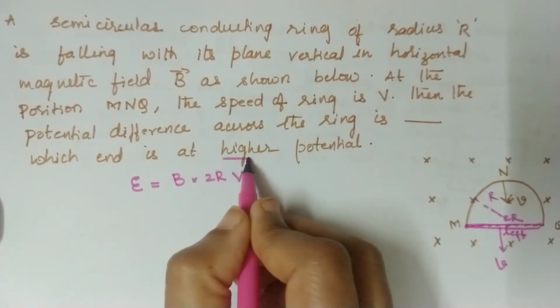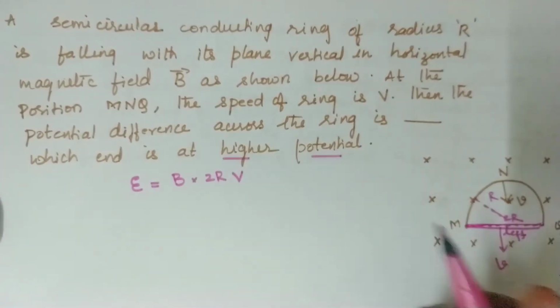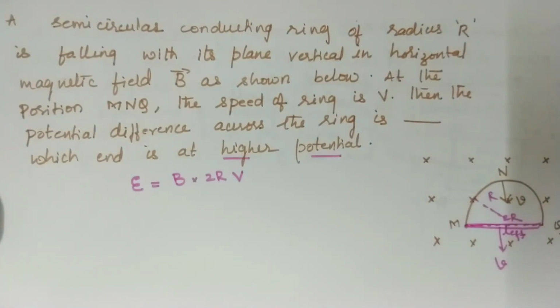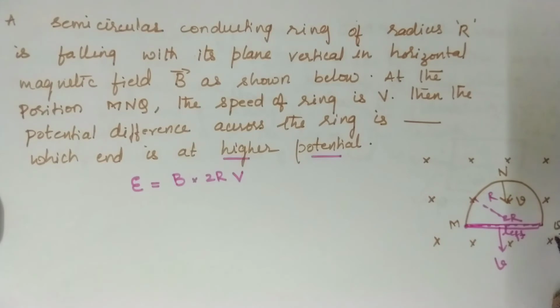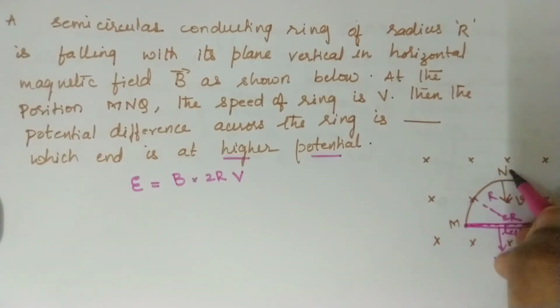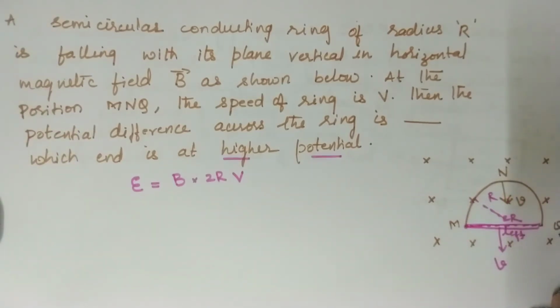And now they are asking you which end is at higher potential. How to identify which end is at higher potential? Use Fleming's right hand rule. Field is inward. It is moving downward. Velocity is downward. Middle finger is pointed from M to Q. That means current flows from M to Q if it is closed.